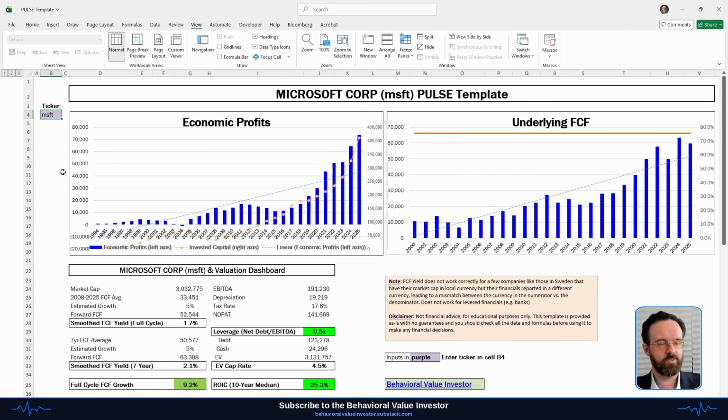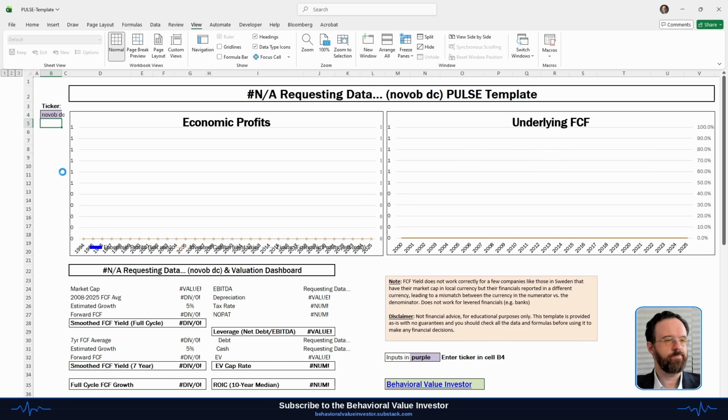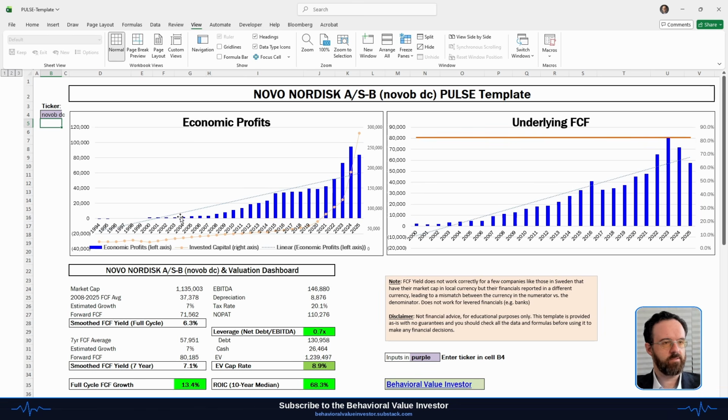All right, let's switch to the next company. And I'm going to type in the ticker here so you can see it's not preloaded. It's loading data from Bloomberg. So I'm going to type in Novo Nordisk, which is a company that people have been focused on recently. So let's see if we can get that loaded. All right, so we have Novo Nordisk. It's loading. Give it a second. There you go. So let's do the same thing, the Pulse framework.